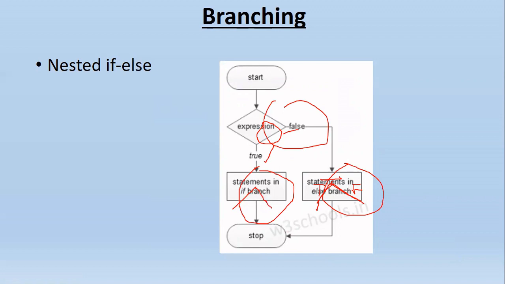So suppose if today is Thursday, then I again check that, okay, what time it is. If it is 5 p.m., then I'll go to the gym. If it is not 5 p.m., then I'll go to the park or I'll go for cycling. So one condition is there, whether today is Thursday, and then we also have a condition, what time it is. So such statements are called nested if else.